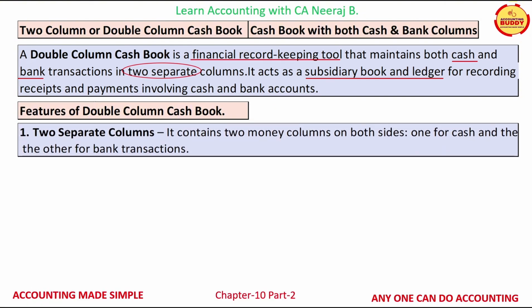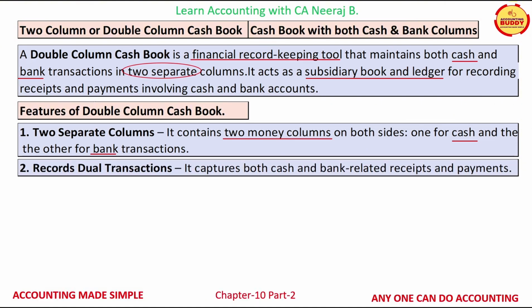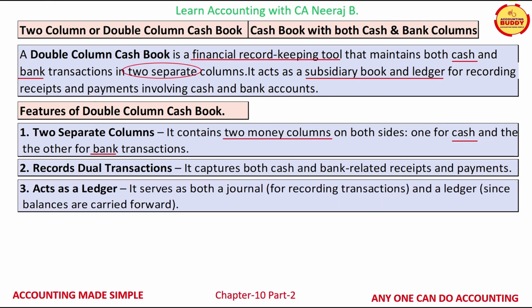Feature number one is it has got two columns both on receipt and payment side, one for cash and another for bank transactions. Double column cash book records dual transactions. It captures both cash and bank related receipts and payments. Double column cash book acts as both a journal for recording transactions and a ledger since balances are carried forward.